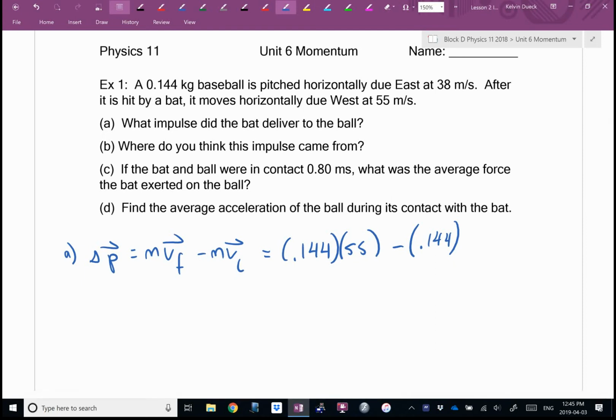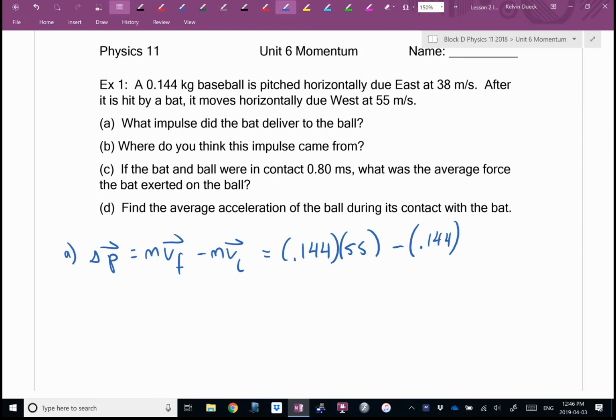What was v final? 55? Then v initial can't be 38. Yeah? Negative. You just decided when you told me v final was 55, you let west be positive, which is fine. But as soon as you did that, now vectors are going to make a difference, and we have to be consistent for the rest of the question.